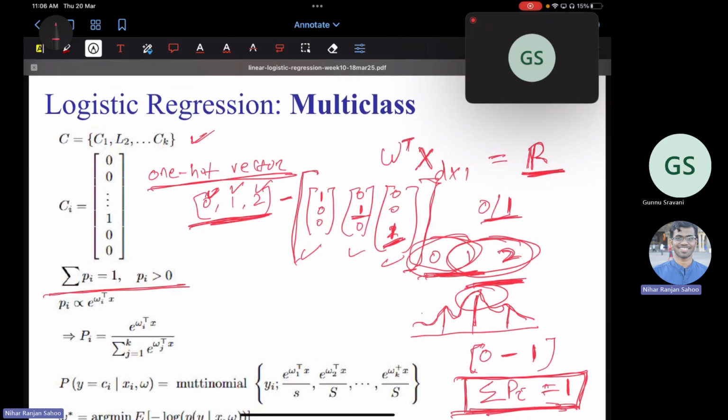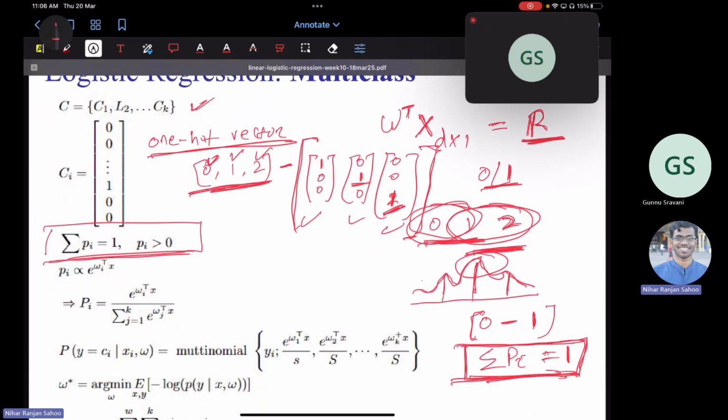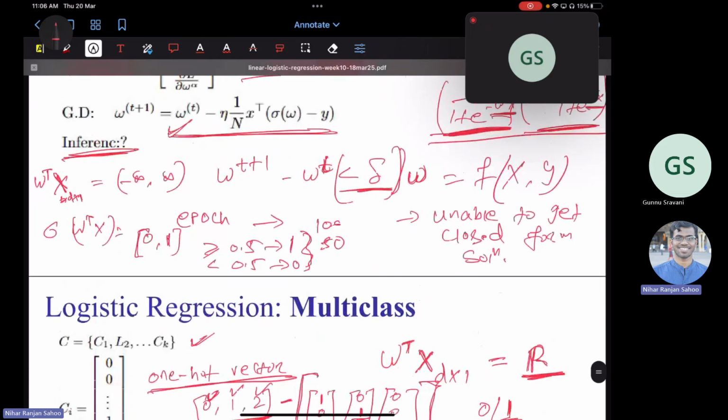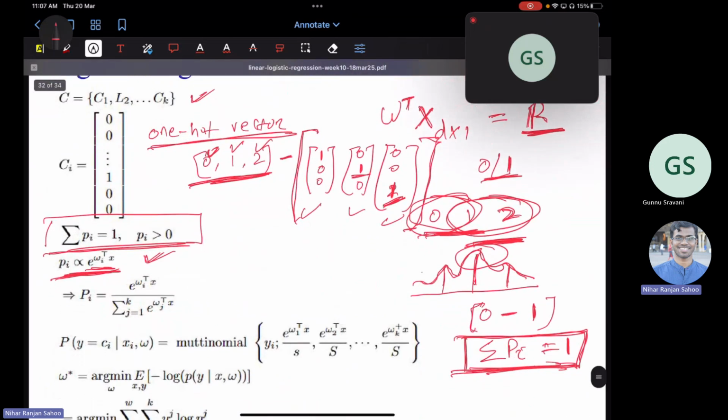Now we have to get the probability for all the k classes, and this condition will definitely hold. How do we do it? Whatever probability we are getting is able to capture this relation. Each class probability is directly proportional to e to the W transpose x, as we saw in binary logistic regression. Assume this relationship holds: the probability of the ith class is directly proportional to e to the W transpose x.